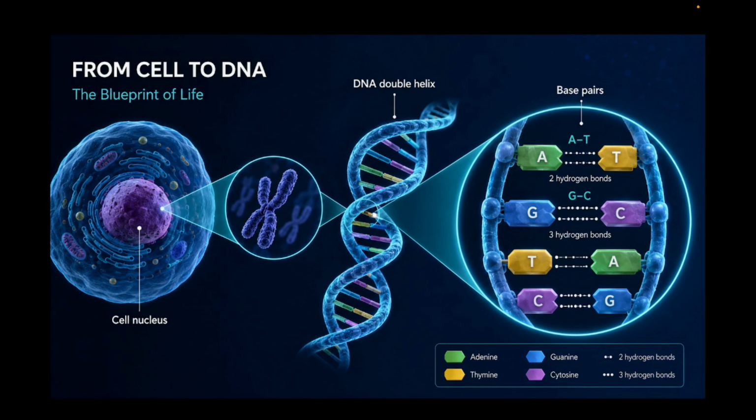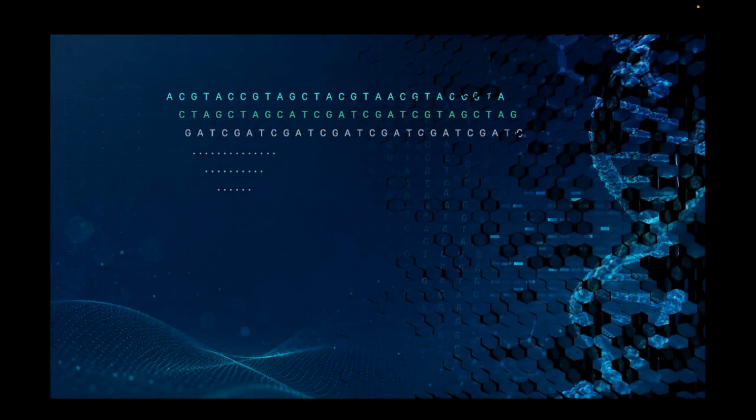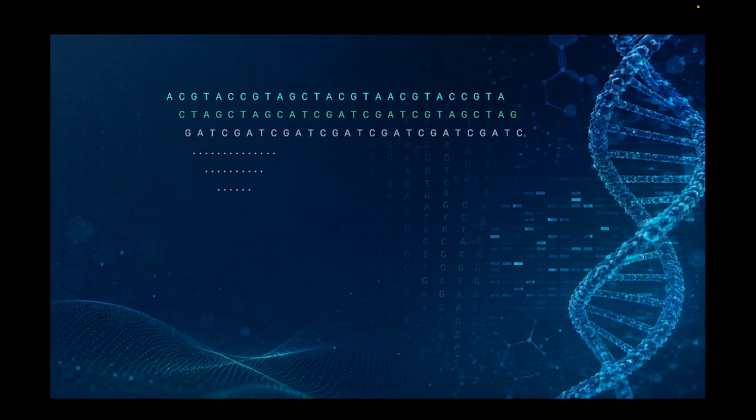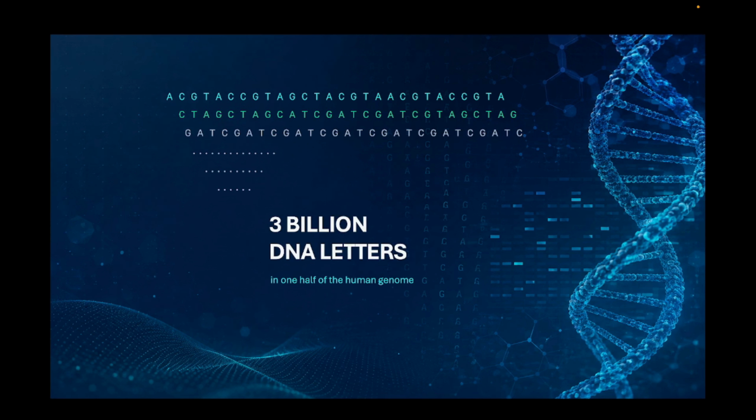So at one level, biology can actually be thought of as an enormous information problem. For example, one copy of the human genome contains roughly 3 billion DNA letters. 3 billion! If we tried to print the entire sequence as ordinary text, we would end up with an extraordinary amount of information. And that's just one person.